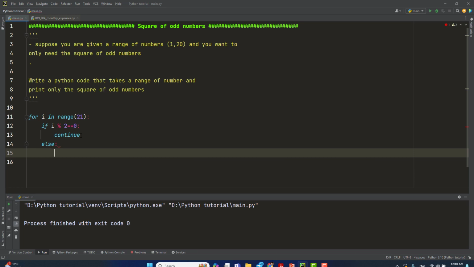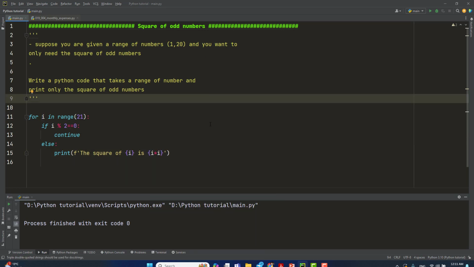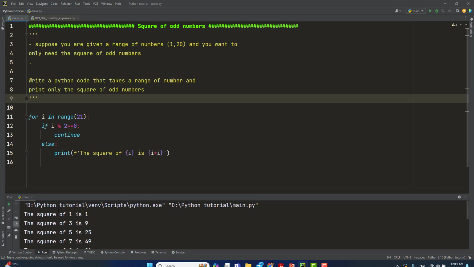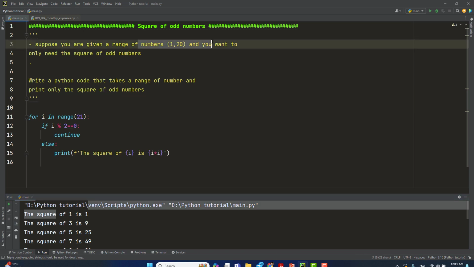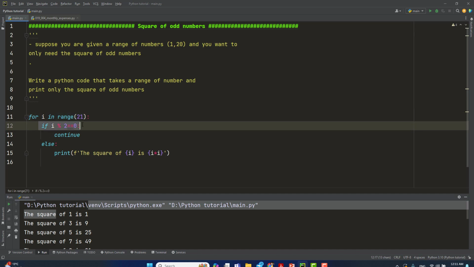Else, what do I want to do? Else, I want to print an f-string: the square of, let us open a placeholder, the square of i, which is the number, is nothing but i multiplied by i. This is the simplest implementation. We have a range of numbers, and we need odd numbers, so I want to have this condition.